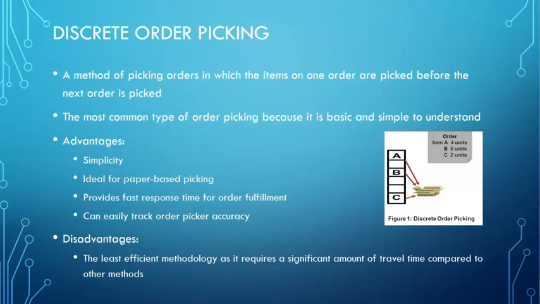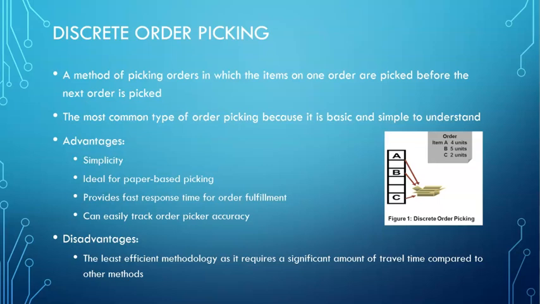Discrete order picking is a method of picking orders in which the items on one order are picked before the next order is picked, which means the picker goes through one order at a time, grabbing an item line by line until he or she is done, then moves to the next order. It's the most common type of order picking because it's basic and simple to understand.